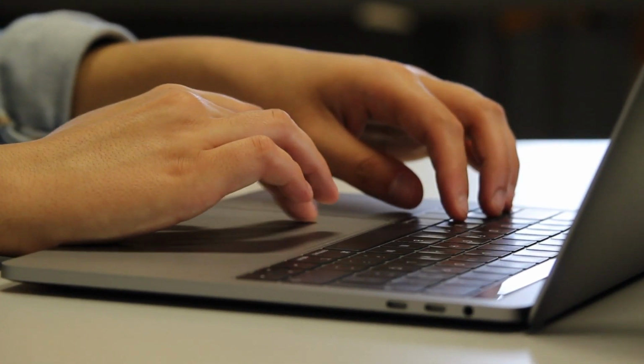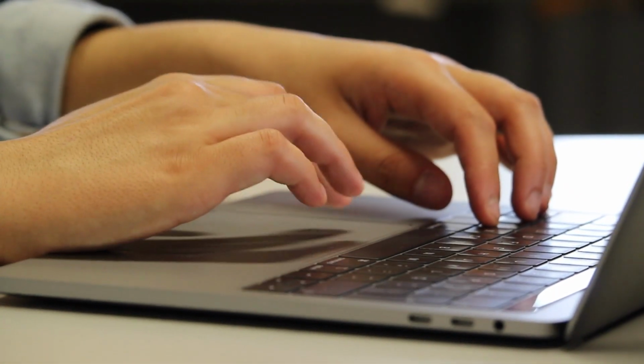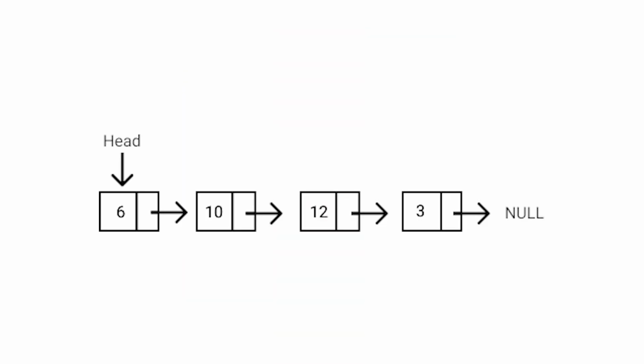In today's video we are going to talk about linked lists. So before we dive into it, let's see what a linked list really is. A linked list is a linear data structure similar to an array. However, unlike arrays, elements are not stored in a particular memory location.